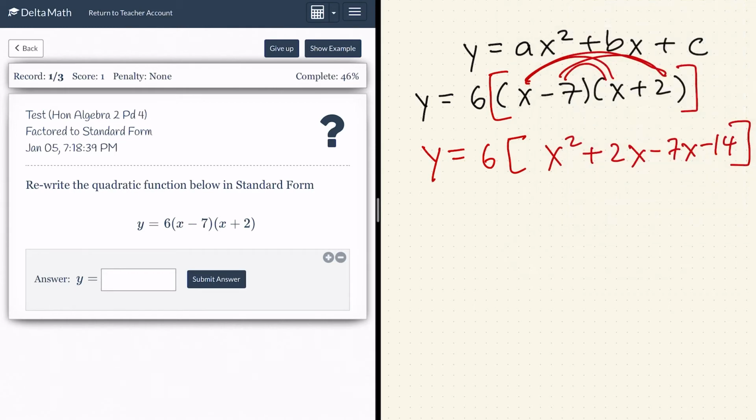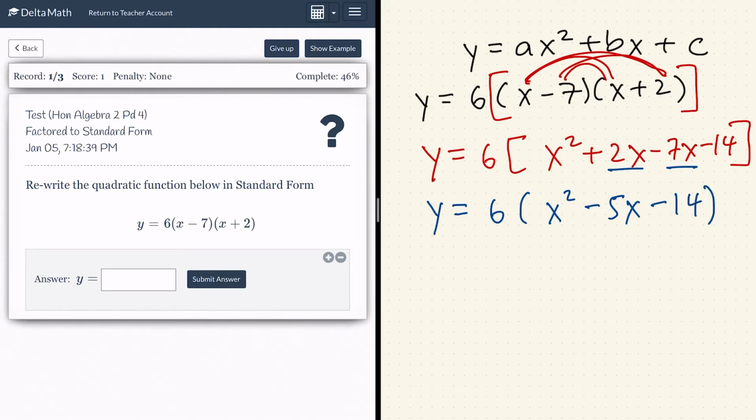And the reason why we're using a square bracket instead of parentheses is just to help us distinguish between the parentheses and the pairs. You could definitely use the parentheses if you prefer. Now we can combine like terms. We can always switch it back to parentheses if you prefer. So x squared, 2x minus 7x is minus 5x, and a minus 14.